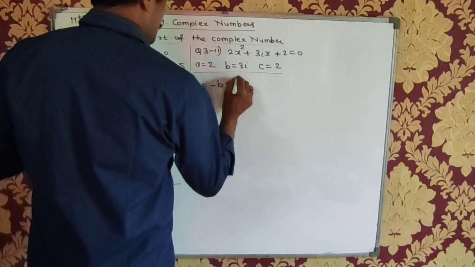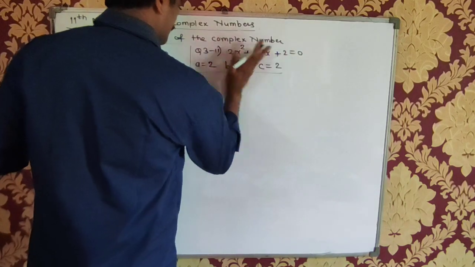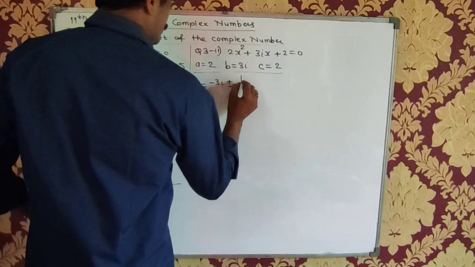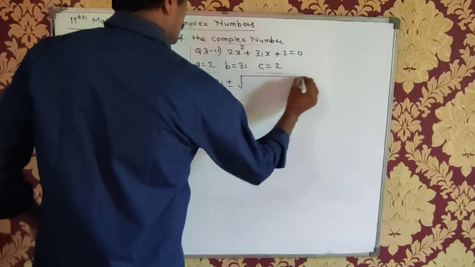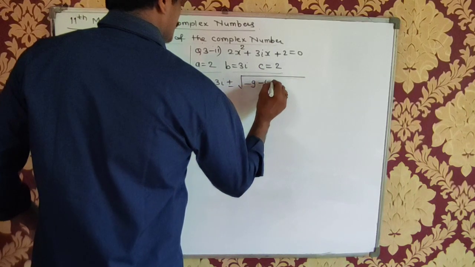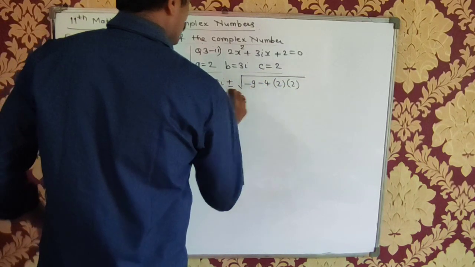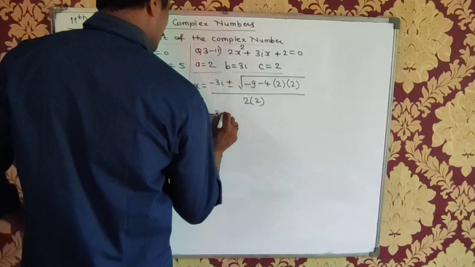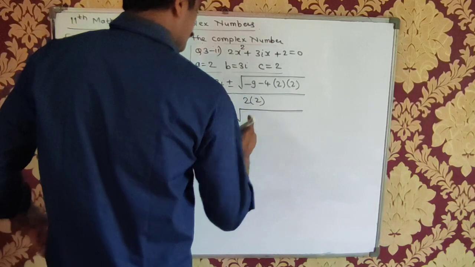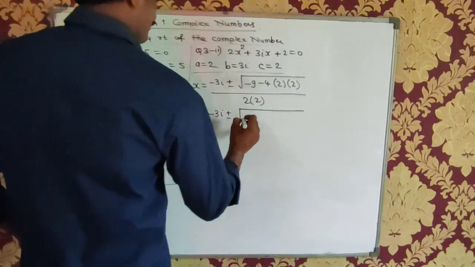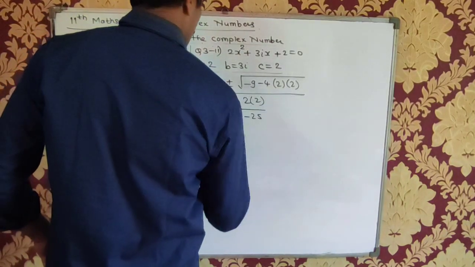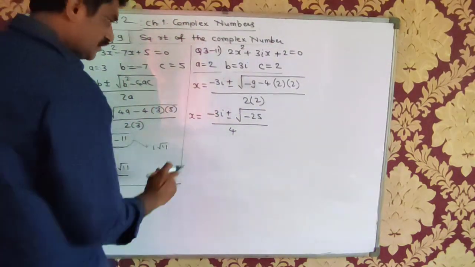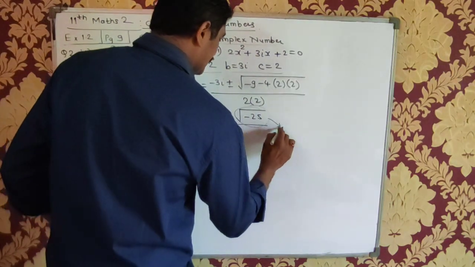Minus b plus or minus square root of b square minus 4ac upon 2a. So x is equal to minus 3i plus or minus square root of minus 9 minus 16, that is minus 25, upon 4. Now this means it is 5i.